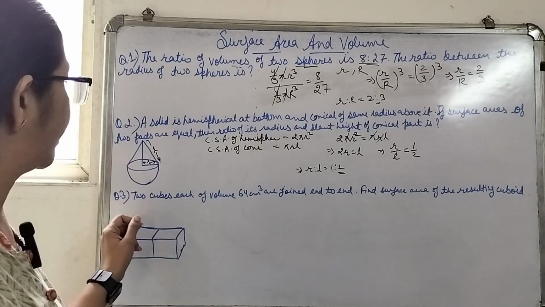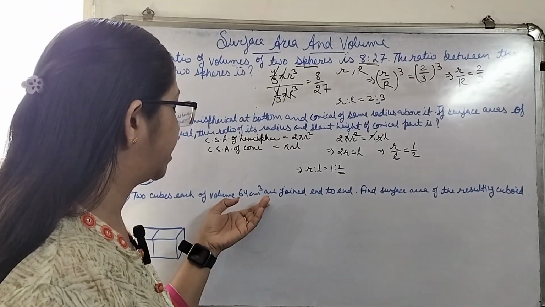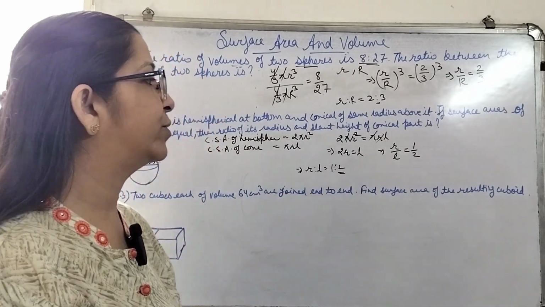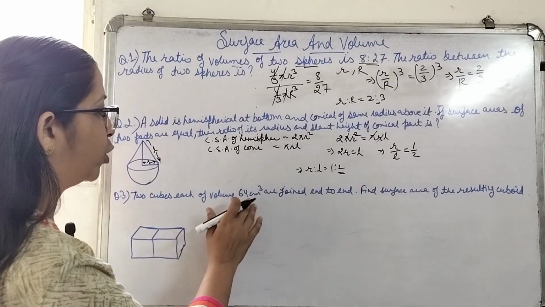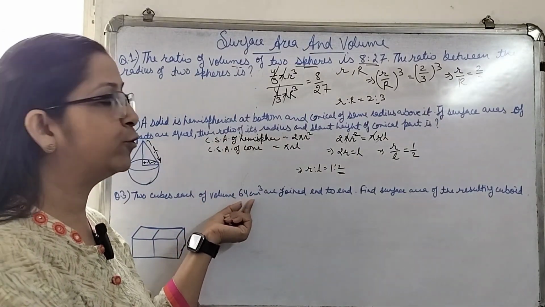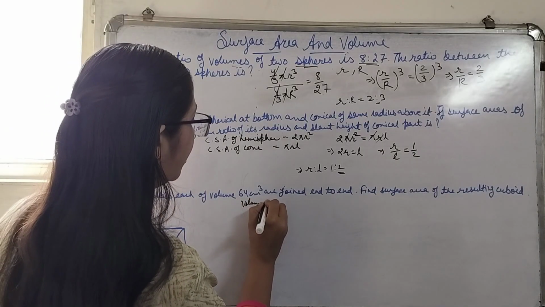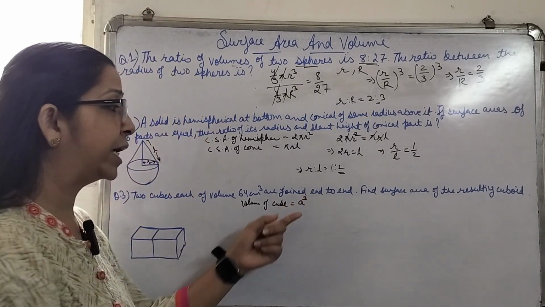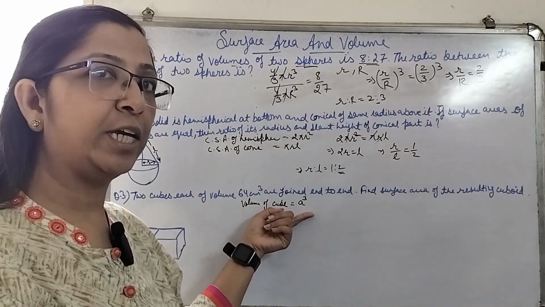Now let's see the third question. Two cubes each of volume 64 centimeter cube are joined end to end. Find the surface area of the resulting cuboid. That means we have taken two cubes and the volume of each cube is 64 centimeter cube. We know that if a is the side of the cube, then the volume of the cube is given by a cube.